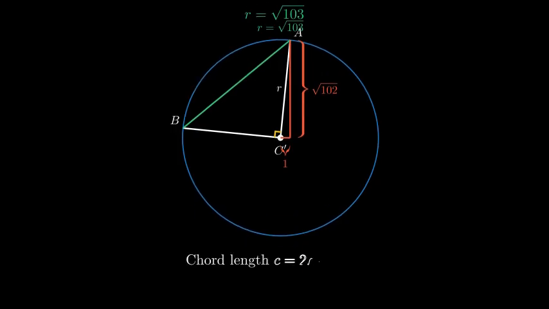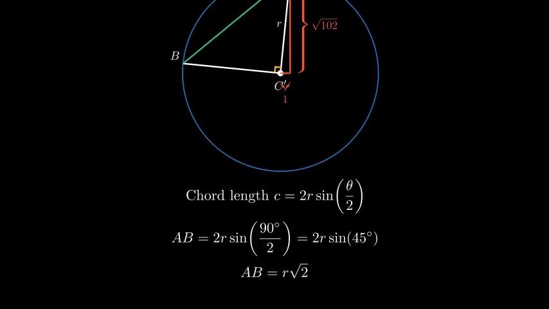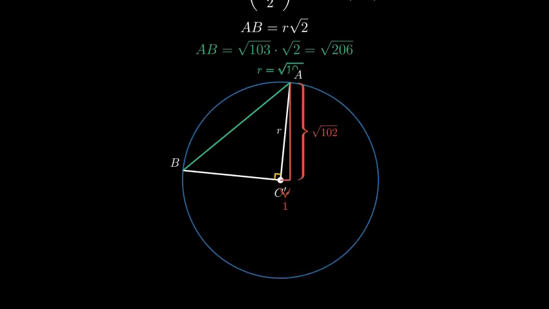For a central angle theta, the chord length is 2r times sine of theta over 2, with theta equal to 90 degrees. Chord AB equals 2r times sine of 45 degrees, which simplifies to r times square root of 2. Substituting r equals square root of 103 gives AB equals square root of 103 times square root of 2, which is square root of 206.